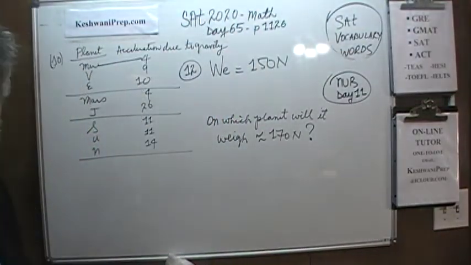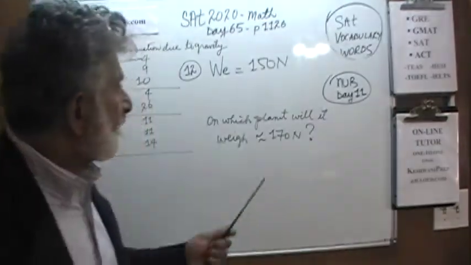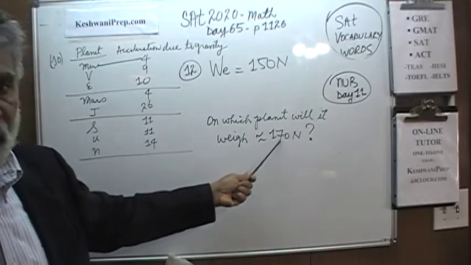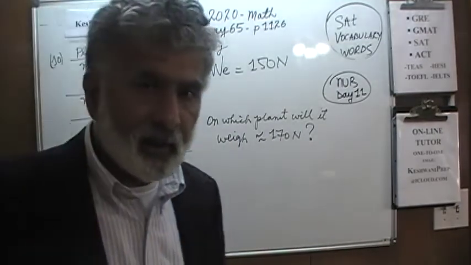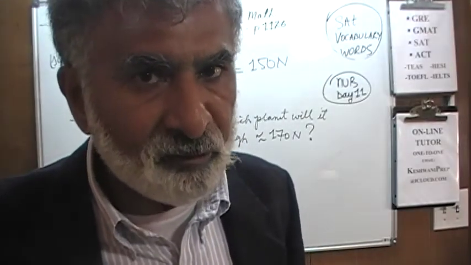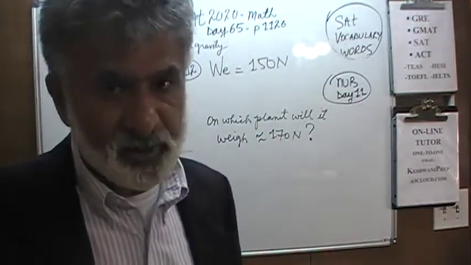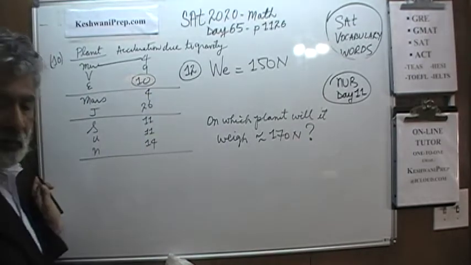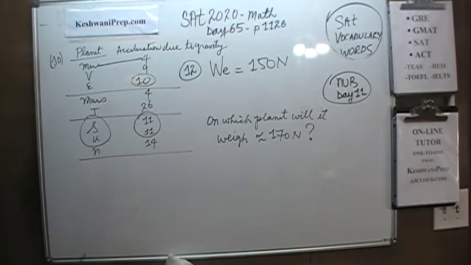Now, I hope you're able to see right away that there is not really much to do here. If something weighs 150 Newton on Earth, and that same thing weighs 170 Newton on the other planet, then that other planet, whatever it is, first of all, has to have a gravitational pull which is higher than Earth's because it weighs more, but not that much higher. The gravitational pull of Earth is 10. It's got to be either these two, Saturn or Uranus. We'll come to that in a second.